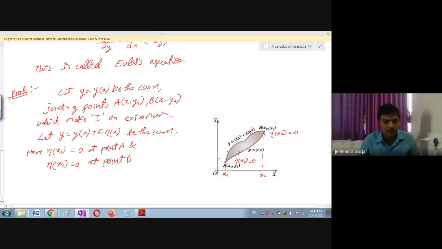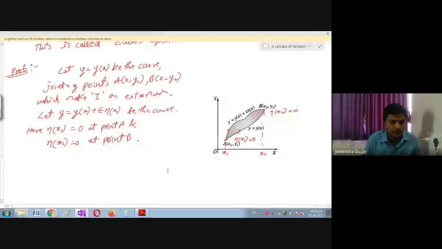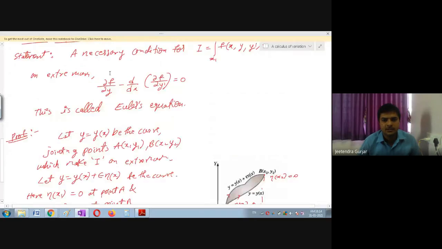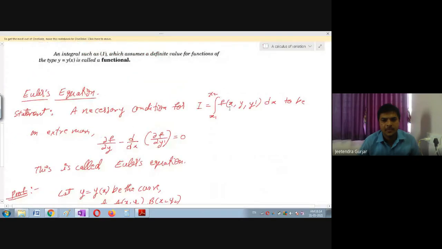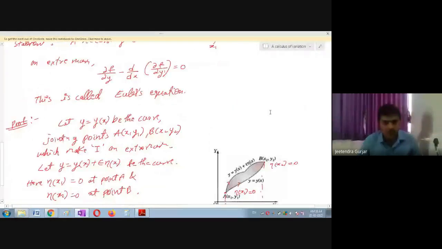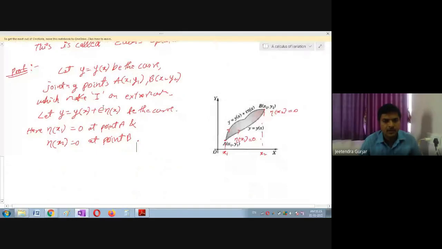Then we will take the value now. After describing this, we are going to take the function. Now for the curve y is equal to y of x, you have already seen the function here, integration x1 to x2 of f of x, y, y dash dx. But now for the curve y is equal to y of x plus epsilon nu of x, for this we will write the function here.